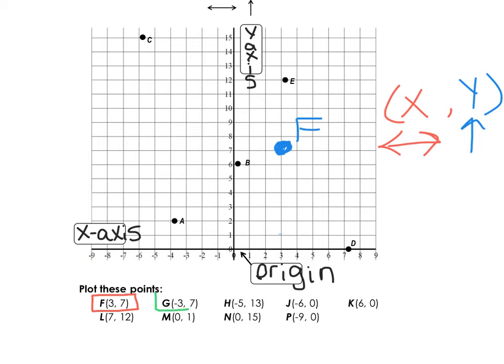Let's try G. G says -3, 7. Now remember, negative numbers are to the left of 0. So we're going to start at the origin. On our X number line, our side to side number line, we're going to go to the left 3 times. So 1, 2, 3. Our Y is 7, so now we're going to go up 7. 1, 2, 3, 4, 5, 6, 7. And we're going to plot a point right there, and we're going to label it G.